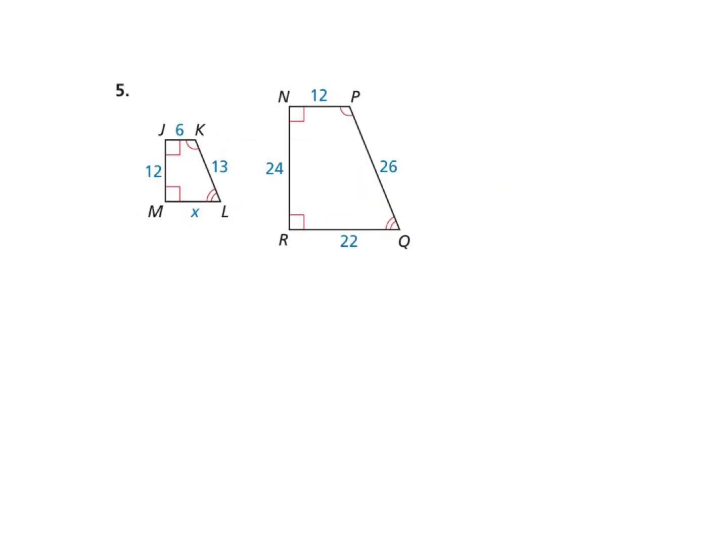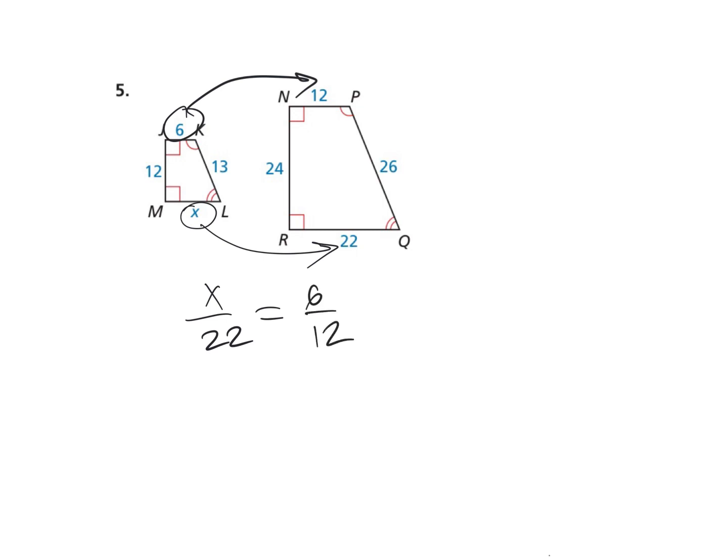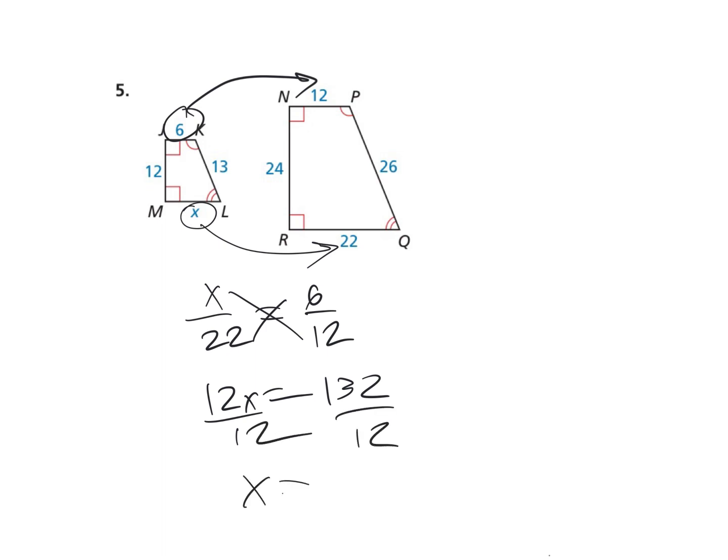Number 5. These are in the correct order, the way they're shaped. So x is to 22, and then just pick anything else. So 6 is to 12. So they're going by 1/2, so x is going to be 11, so that's 12x. 6 times 22 is 132. We divide by 12. X is 11.